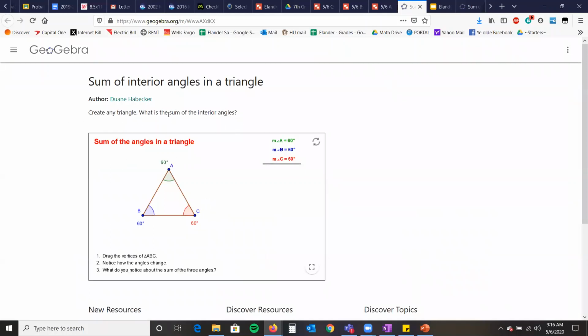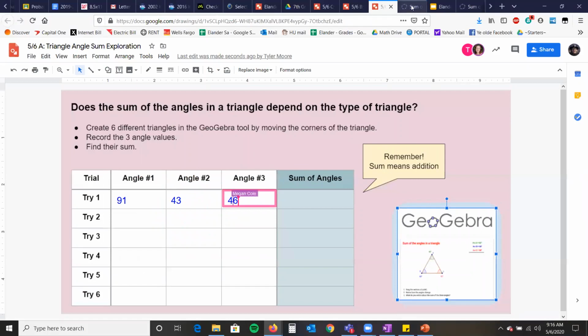It says create any triangle. What is the sum of the interior angles? You can stretch your points around any which way you want. Obviously, if you put a straight line, you could see what happens with that. But just play around with it and see what you notice. Notice how the angles change and notice what you notice about the sum of the angles.